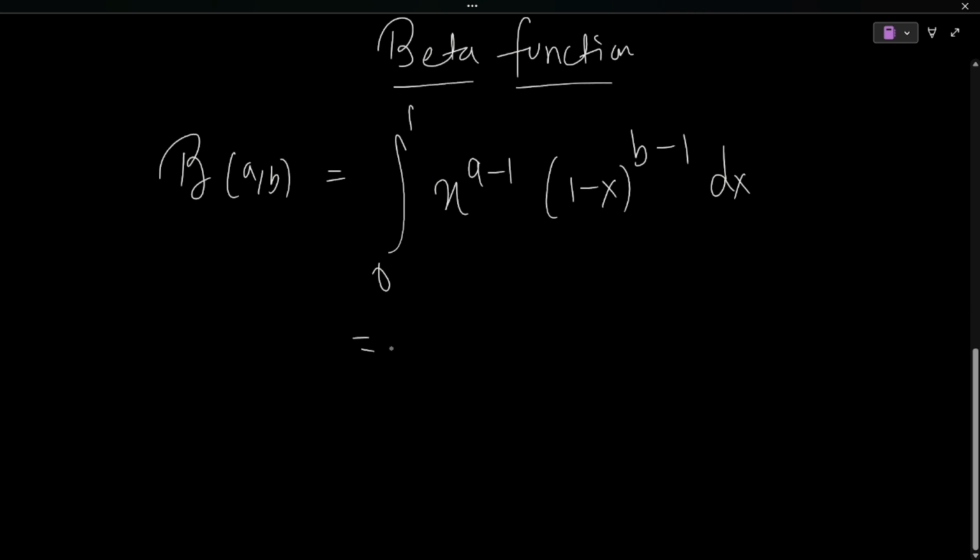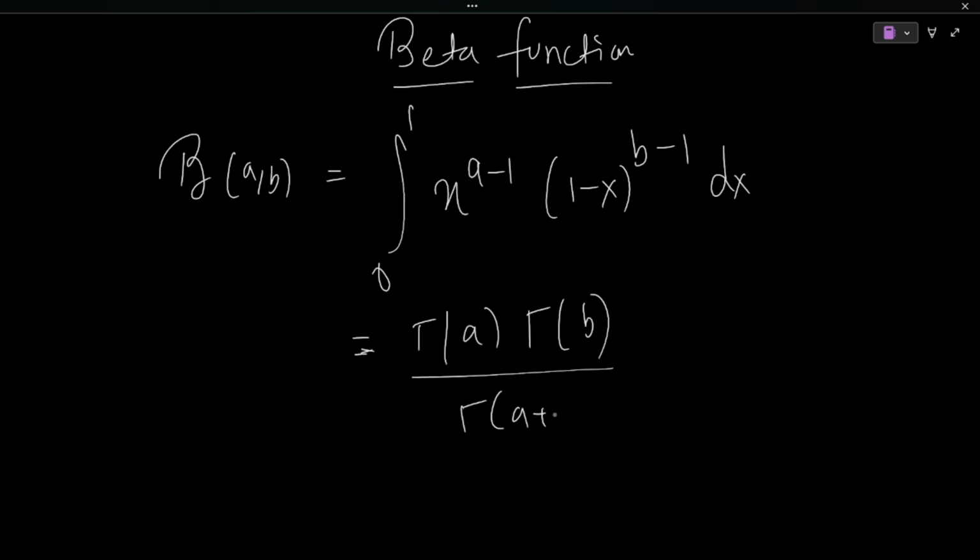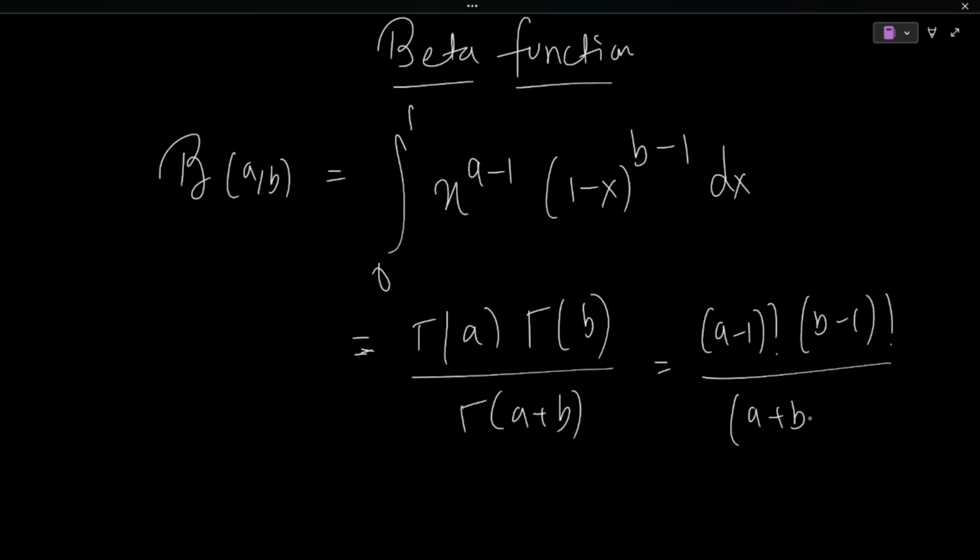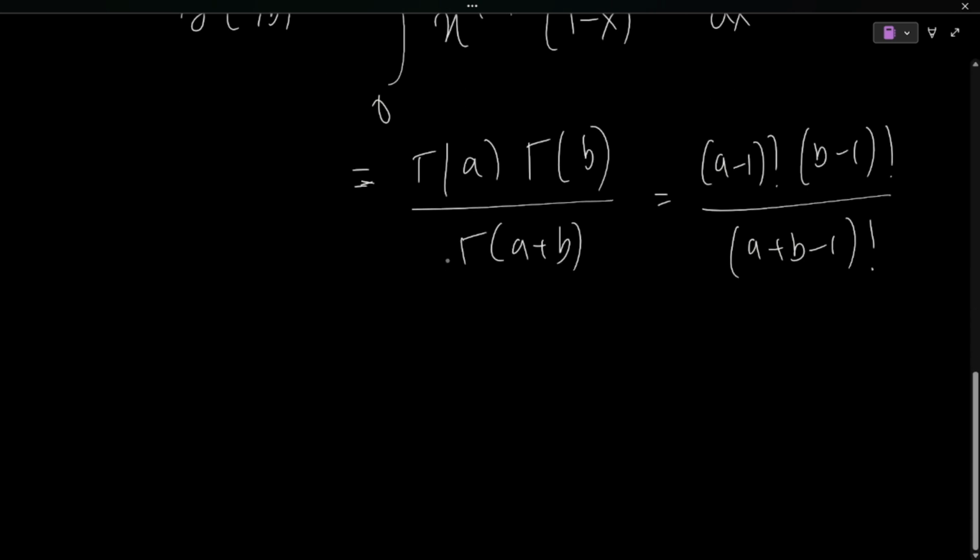Now I will not show you the proof right here. I would really ask you to try it on your own if you can. It can be represented as gamma of a times gamma of b divided by gamma of a plus b. And if a and b are natural numbers, you can write this as (a minus 1) factorial, (b minus 1) factorial, whole divided by (a plus b minus 1) factorial. Make sense? Okay. So an example would be good.